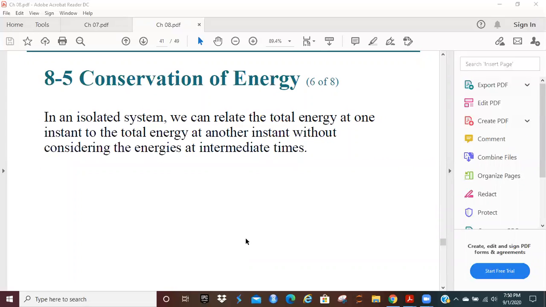So in an isolated system, we can relate the total energy at one instant to the total energy at another instant without considering the energies at intermediate times.